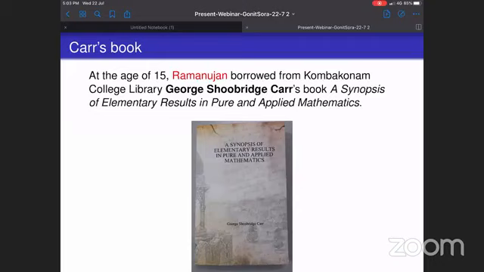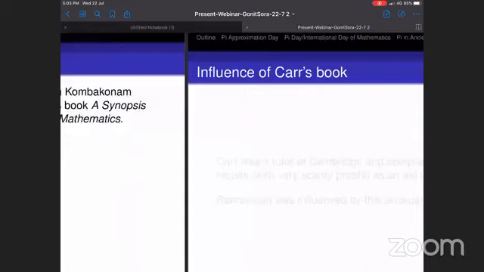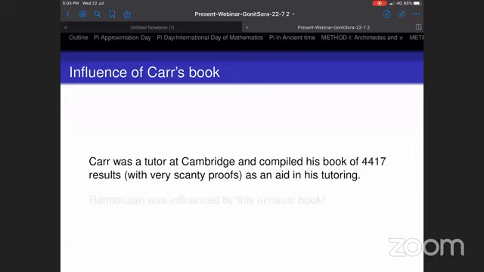At the age of 15, Ramanujan borrowed another book from Kumbakonam College Library, George Shoobridge Carr's A Synopsis of Elementary Results in Pure and Applied Mathematics. Carr was a tutor at Cambridge and compiled his book of 4,417 results with very scanty proofs. There were no proofs in the book, only formulas. For example, the first formula was A square minus B square equals A plus B into A minus B. But there were many more interesting formulas than those simple ones. Ramanujan was influenced by this unusual book and solved all the problems in it. By doing that, he learned many things by himself.